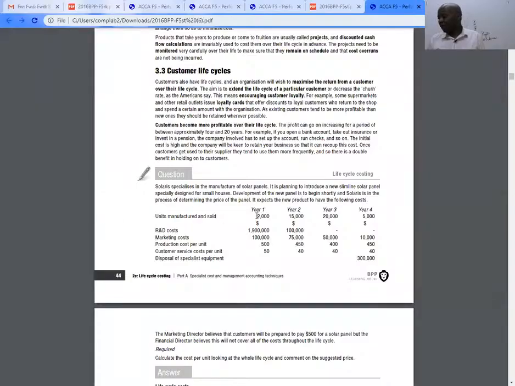So we have the units manufactured and sold, research and development, marketing cost, production cost per unit, customer service cost per unit, disposal of specialist equipment. The marketing director believes that the customers will be prepared to pay $500 for a solar panel, but the financial director believes this will not cover all of the costs throughout the life cycle. Calculate the cost per unit, looking at the whole life cycle, and comment on the suggested price.